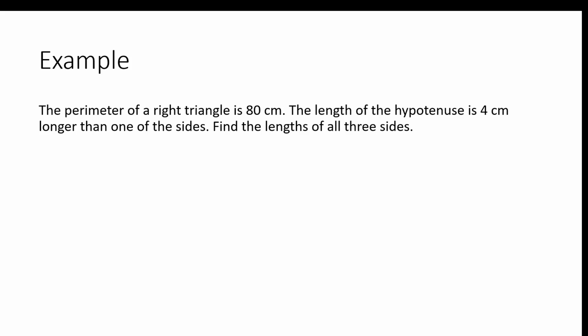Now, this next question, we say that the perimeter of a right triangle is 80 centimeters, and the length of the hypotenuse is 4 centimeters longer than one of the sides. So we want to find the lengths of all three sides. So check this out.